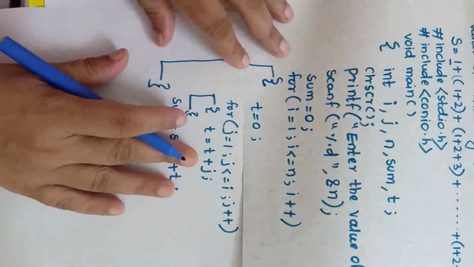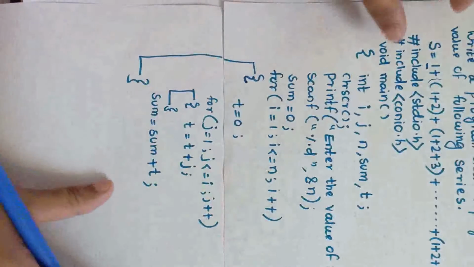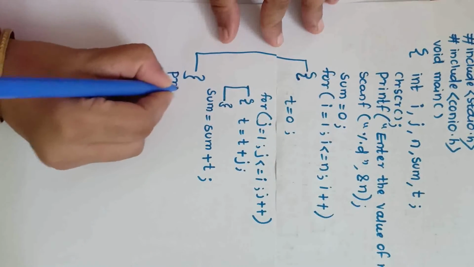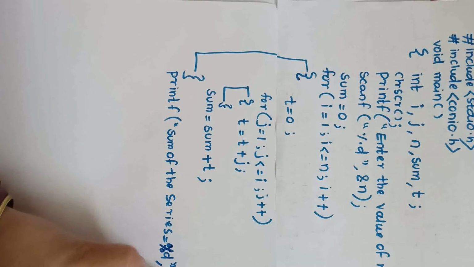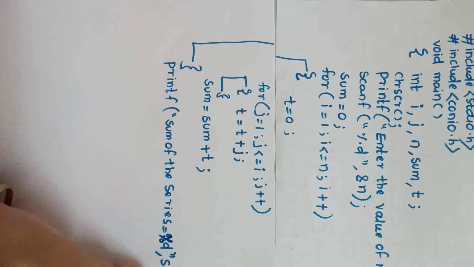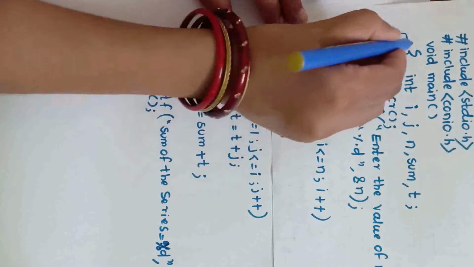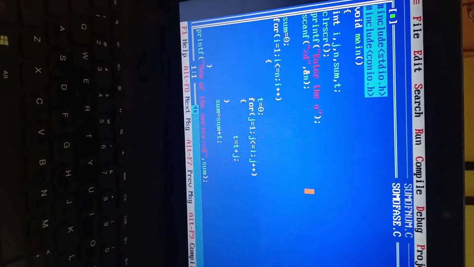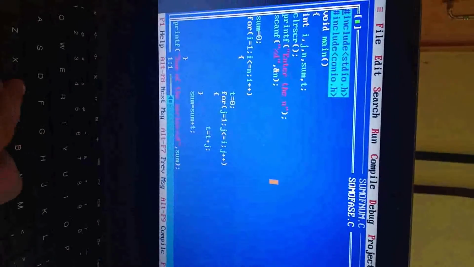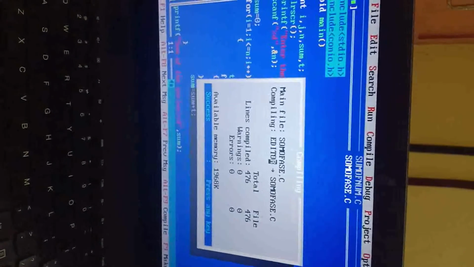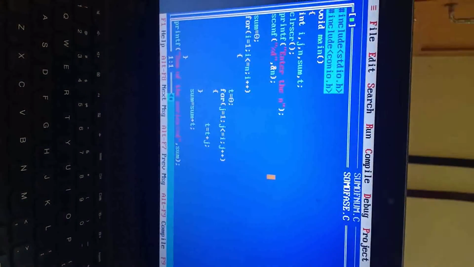Next I write the printf. Here we write the sum, then my printf is finished. Then I finish the main program here. So now we check the compilation process. So here it is 0, the compilation is 0.